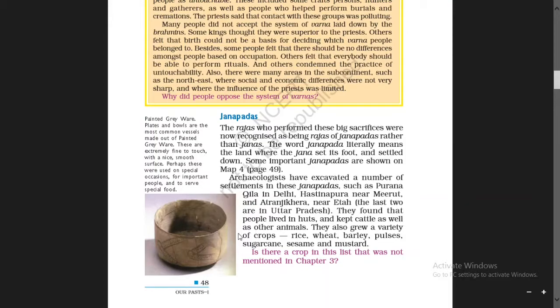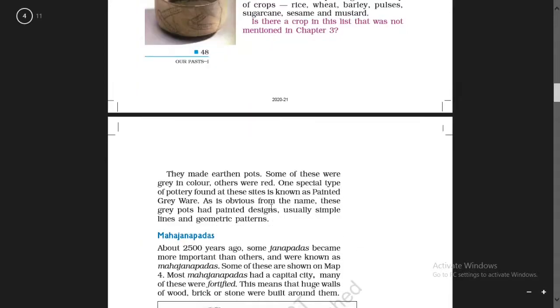They also grew a variety of crops: rice, wheat, barley, pulses, sugarcane, sesame, and mustard. Archaeologists found that these people used to grow these different types of crops. They made earthen pots. Some of these were green in color, others were red. Those people made their pots with earth or mud.